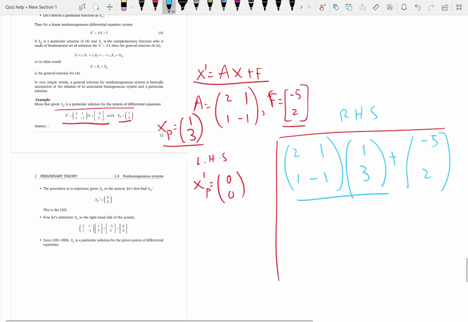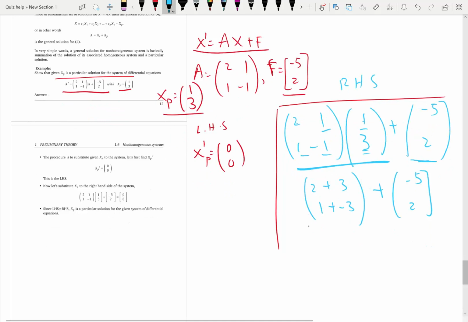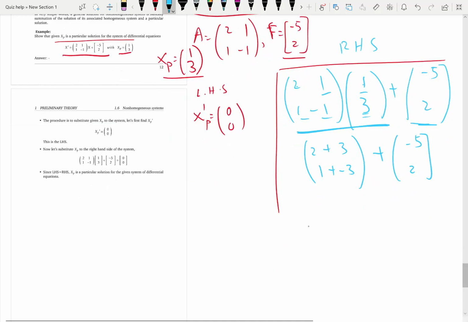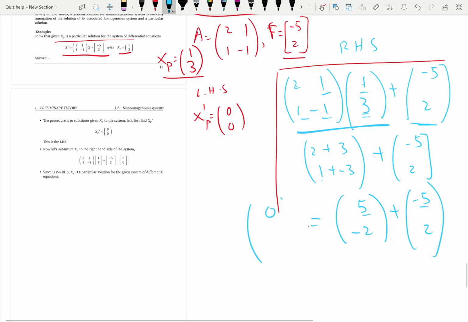Now if you multiply these two here, 2 times 1 is 2, plus 1 times 3 is 3. Here 1 times 1 is 1, negative 1 times 3 is negative 3. Plus [-5; 2]. I didn't touch this [-5; 2] until the last moment, until I finished the matrix times vector. So 2 plus 3 is 5 here, and 1 plus negative 3 is negative 2 here. So what would you get if you add these two? Well, you add row by row in the same row: 5 plus negative 5 is 0, and negative 2 plus 2 is 0.